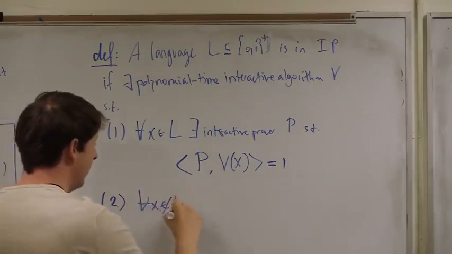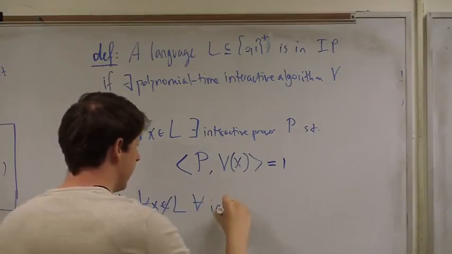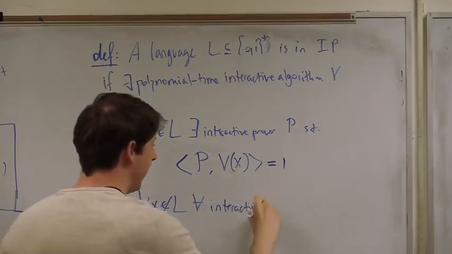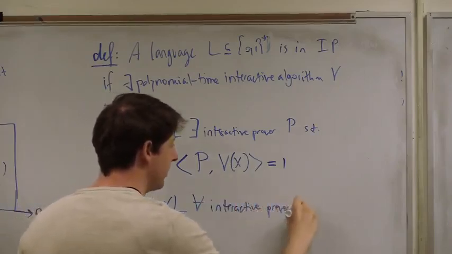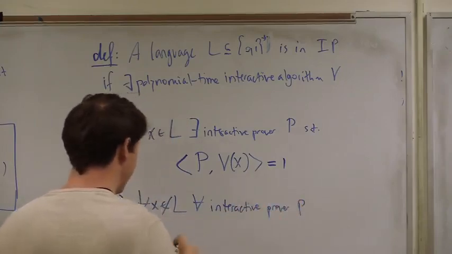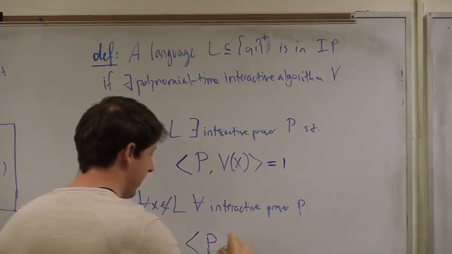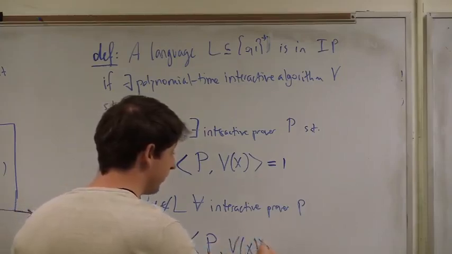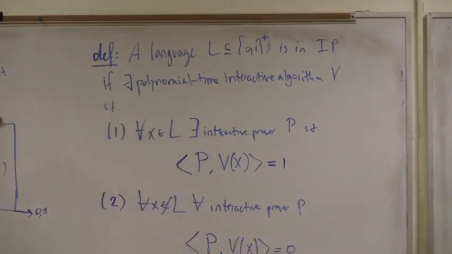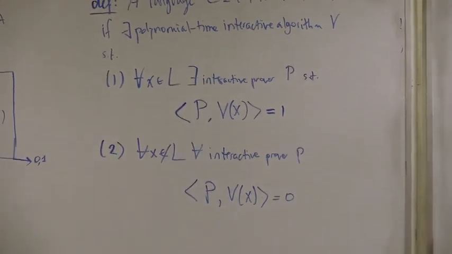And then for every X not in L, no matter what interactive prover you consider, it holds that P and V on X, when they chat, makes the verifier output 0. Okay? Now, this is not actually the final definition. We're going to come back to it in a moment.